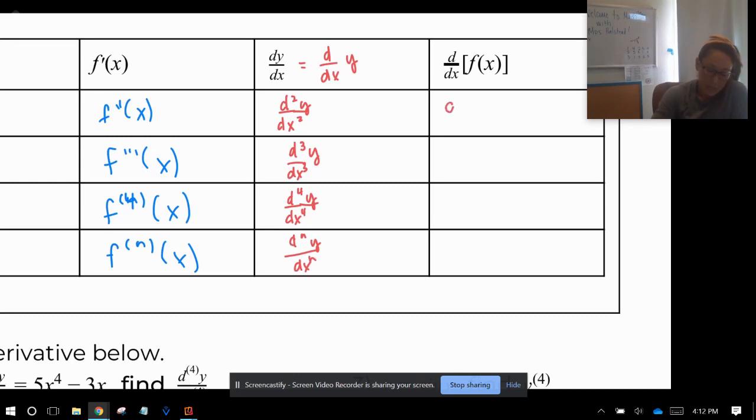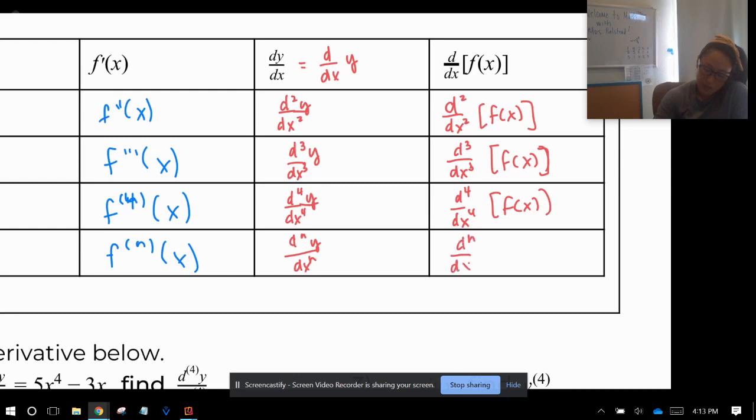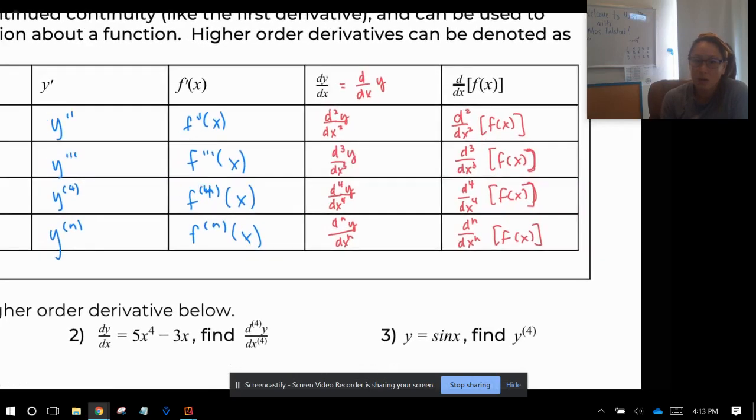Same here, we do d squared with respect to x squared of f of x, d cubed with dx cubed of f of x, d to the fourth derivative of f of x, and the nth derivative of f of x. Okay, those need to be brackets. There we go. All right, so those are all different ways to write our higher order derivatives.